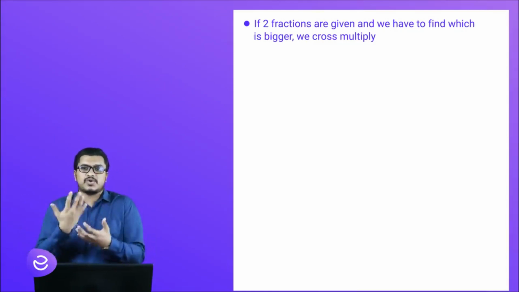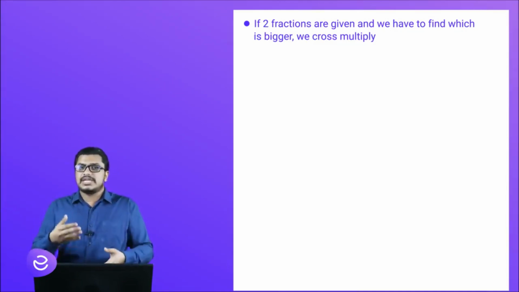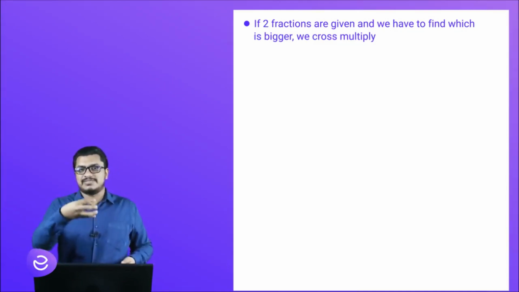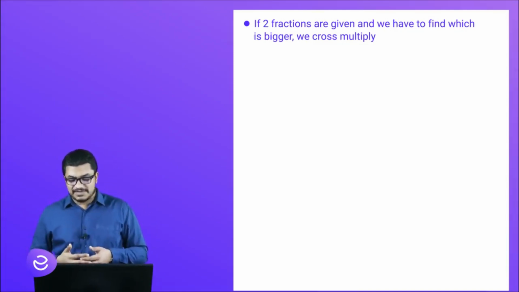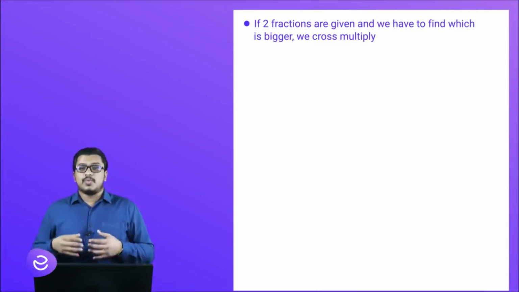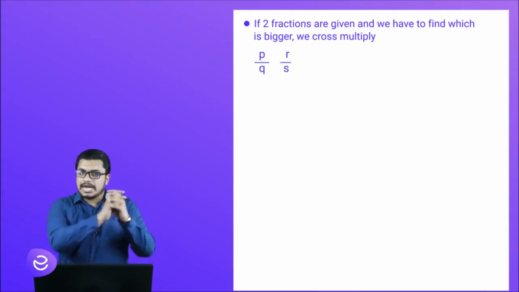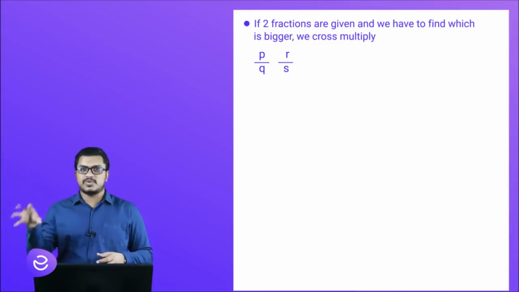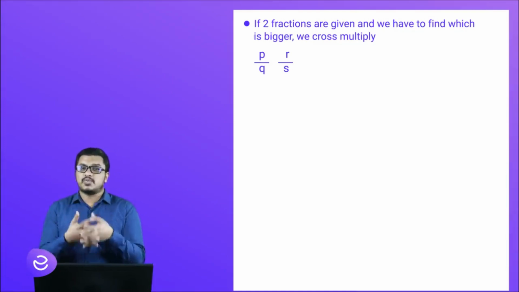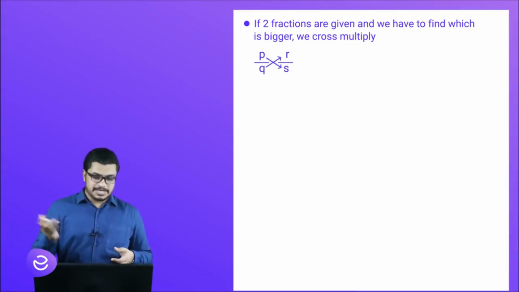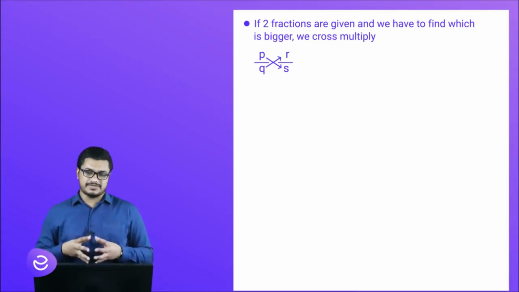So sometimes when you get a question like that and you don't know which is the bigger of the two, there are some tips to understand which is bigger. If two fractions are given and we have to find out which is bigger, we cross multiply. So if two fractions are given, p by q and r by s, where p by q is a number and r by s is another fraction, and we have to find out which is bigger, we cross multiply. We multiply p with s and q with r.